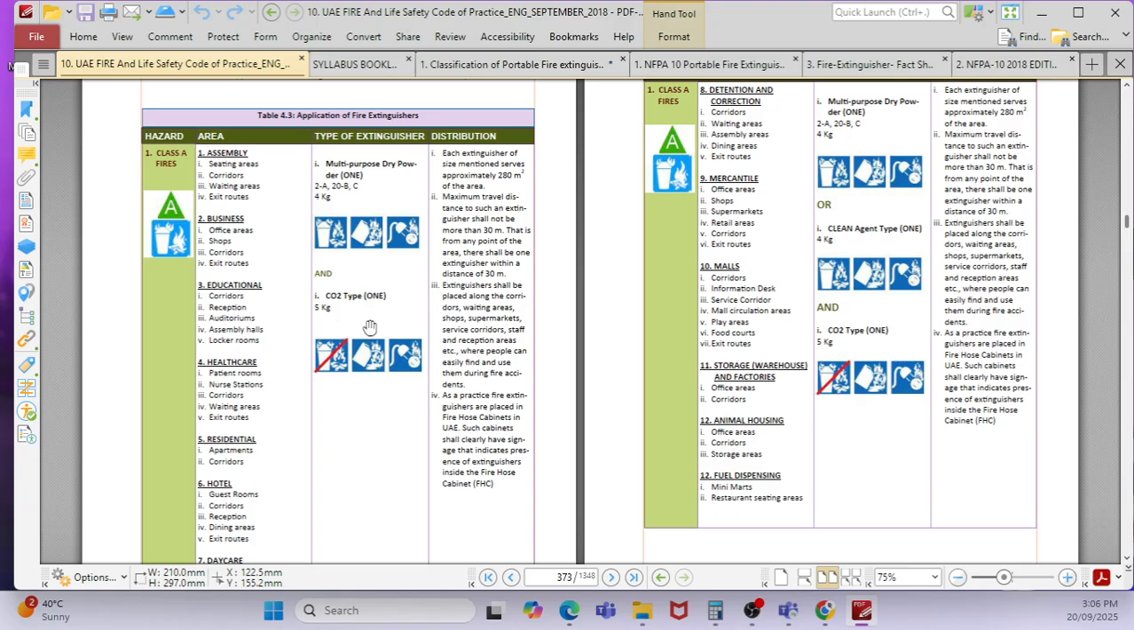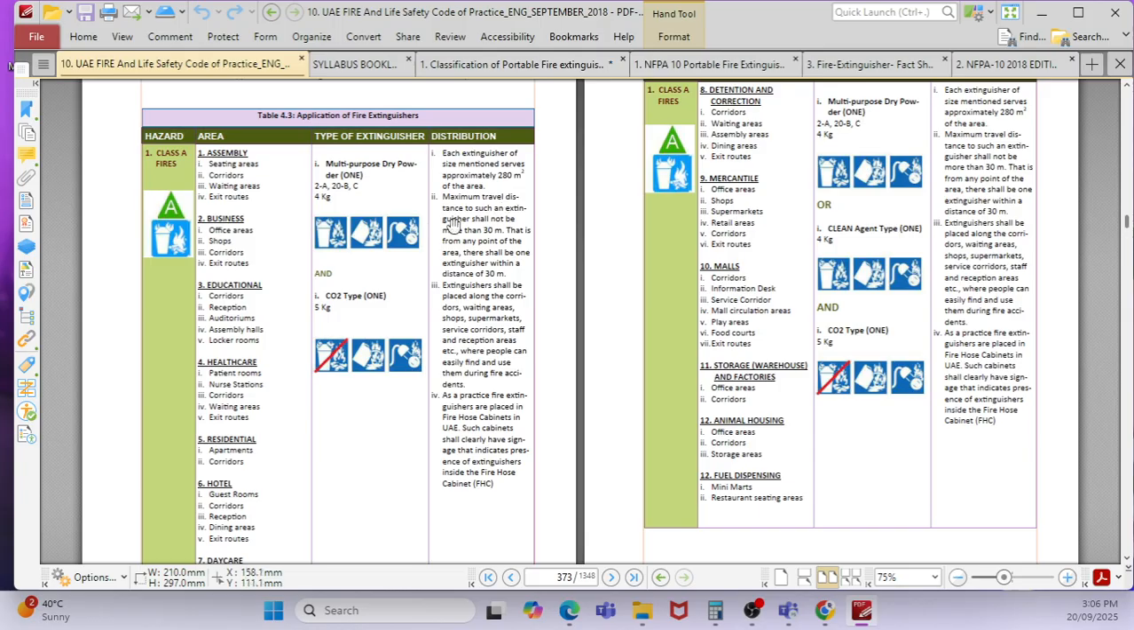Okay, but if you see multi-purpose dry powder, you can use it for class A, class B, class C. But if you use CO2 fire extinguisher, it's only for B and C. Okay, so you might have seen some consultants using multi-purpose. Each extinguisher of the size mentioned covers an area of about 280 square meter. So one fire extinguisher can cover 280 square meter.